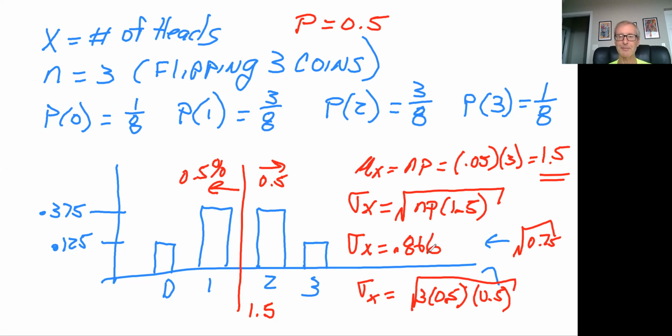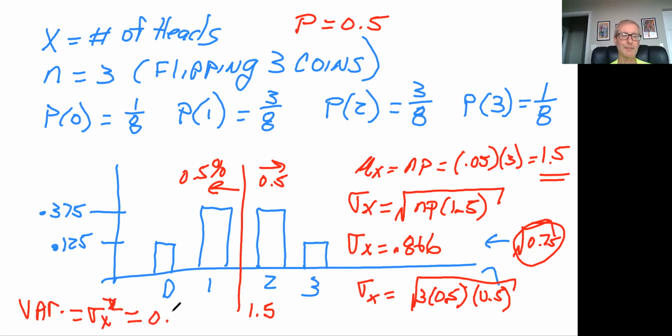And what's the variance? Well, you take the square of that. So if you take the square of that, you would get back to 0.75. So the variance, which is standard deviation squared, equals 0.75.